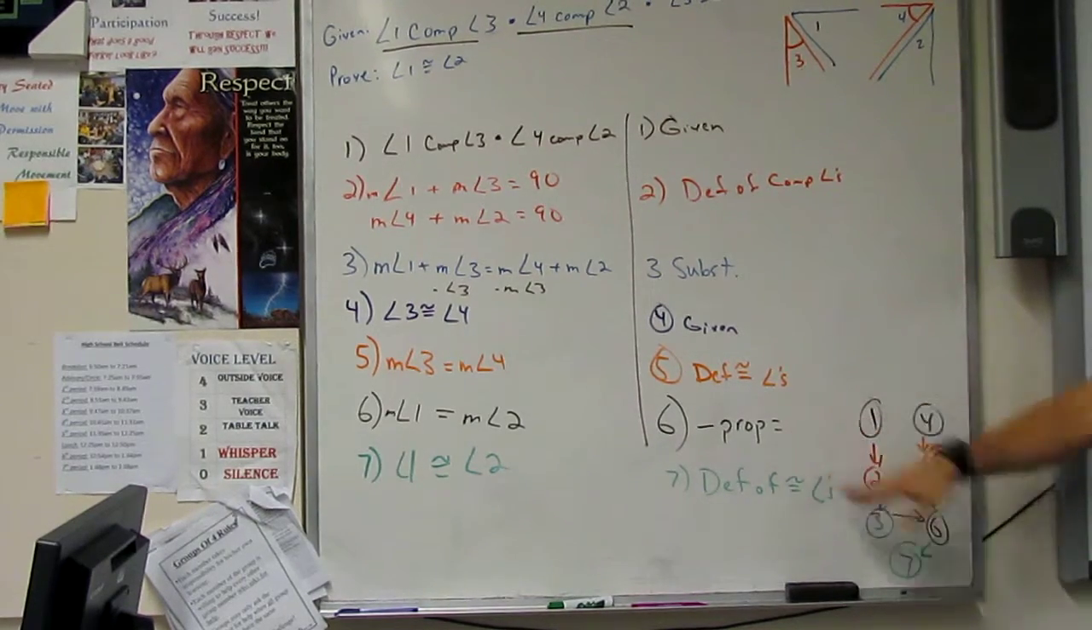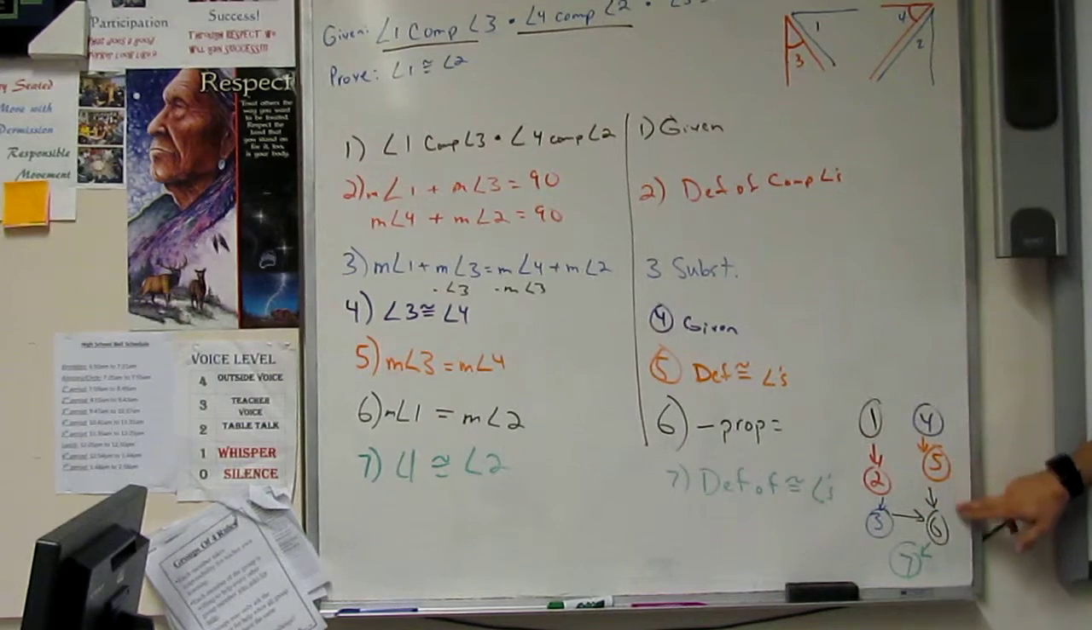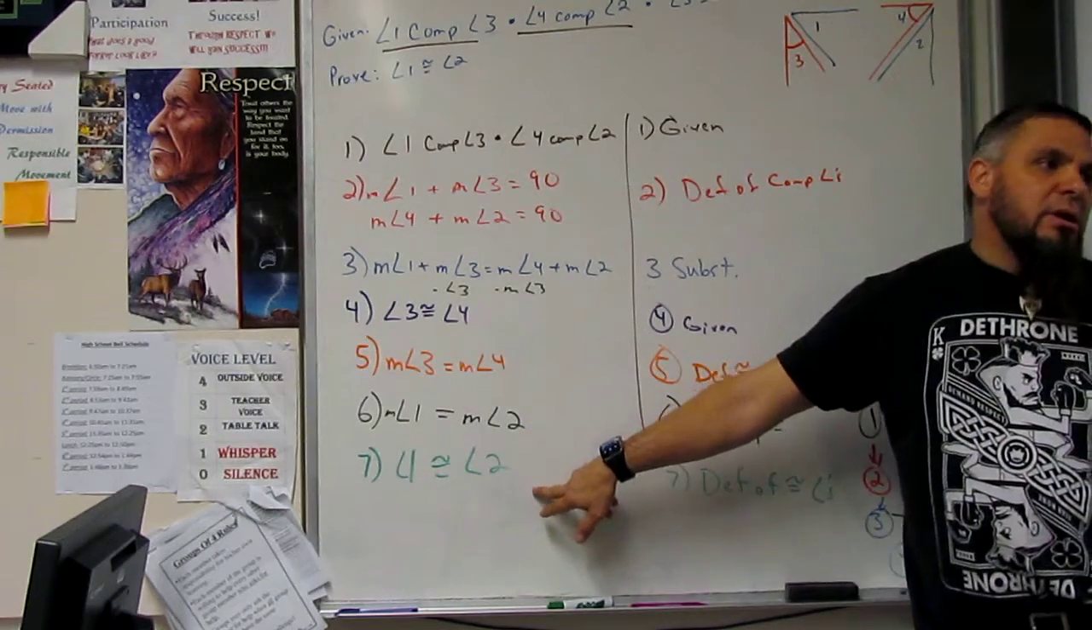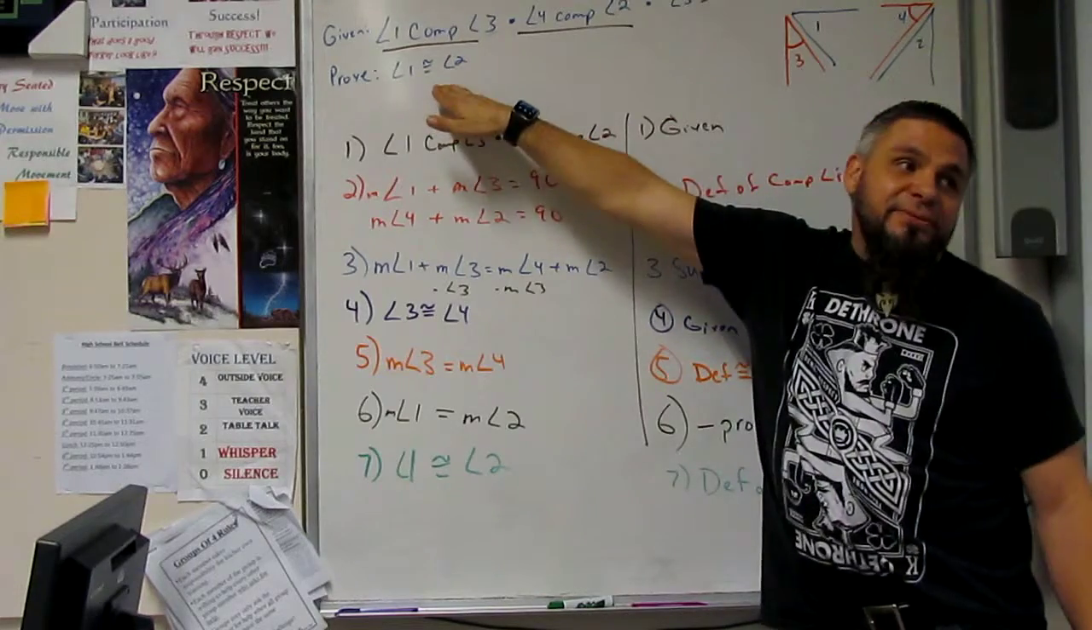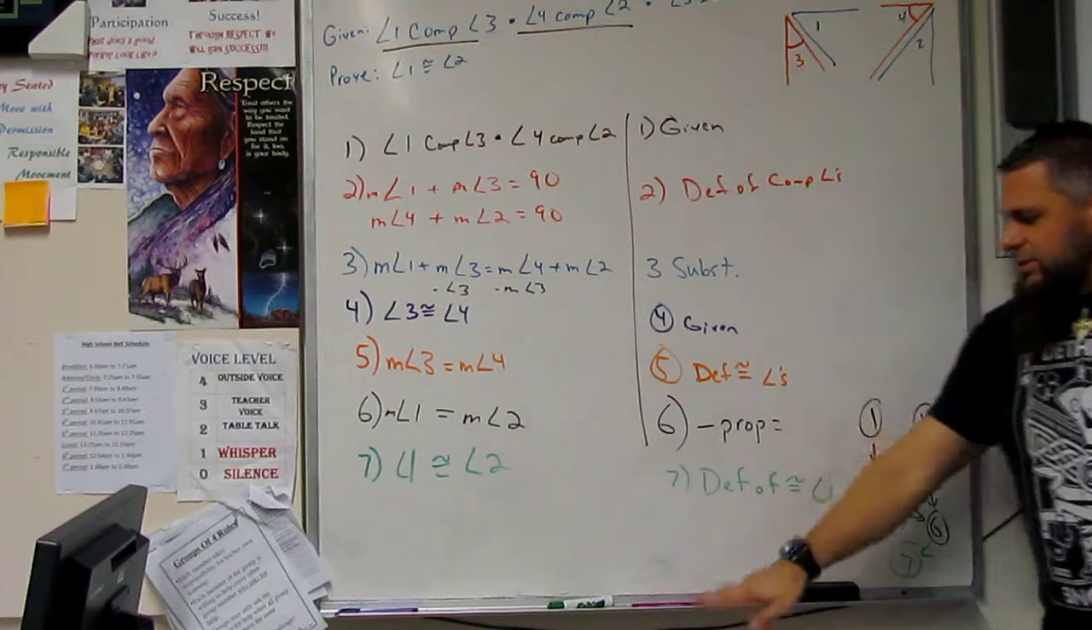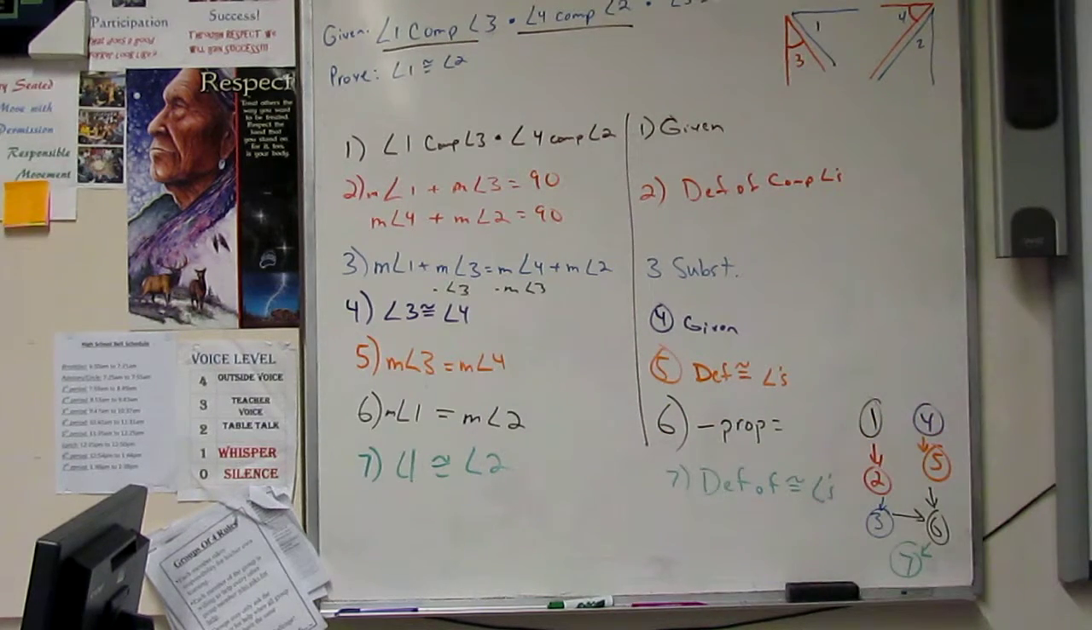And then with 6, we had to use both 3 and 5 to get to 6. Right? And then the last thing was, well, if their measures are equal, then they're congruent. And that's what we wanted to prove. We didn't want to prove that the measures were equal. We wanted to prove that the angles were congruent. So we had to come back to the fact that 1 is congruent to 2 via definition of congruent angles again. And now 6 just goes to 7.